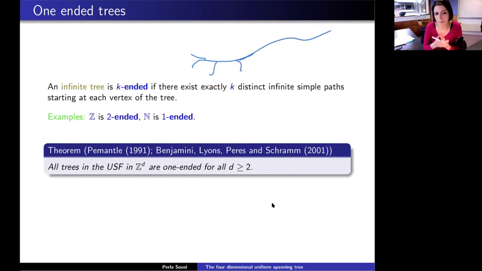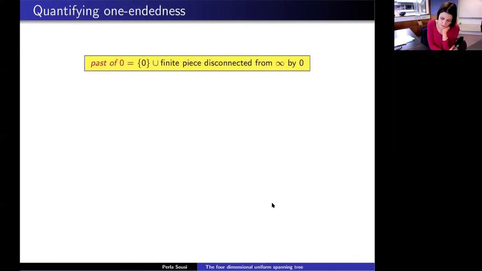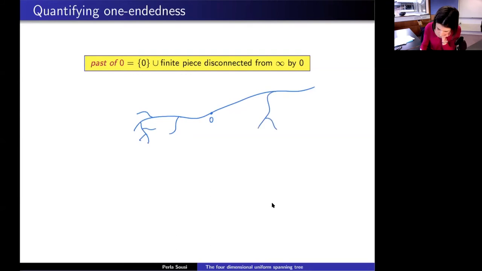Okay, so now, because of this theorem, we know that all trees are one-ended with probability 1. And now the next step is to quantify this one-endedness. So in order to do that, I'm going to define the past of 0 in the following way. So let me just draw. So let's say that 0 is here, and this is the tree of 0. So we know that this tree is one-ended. So starting from 0, this is going to be the unique infinite path.